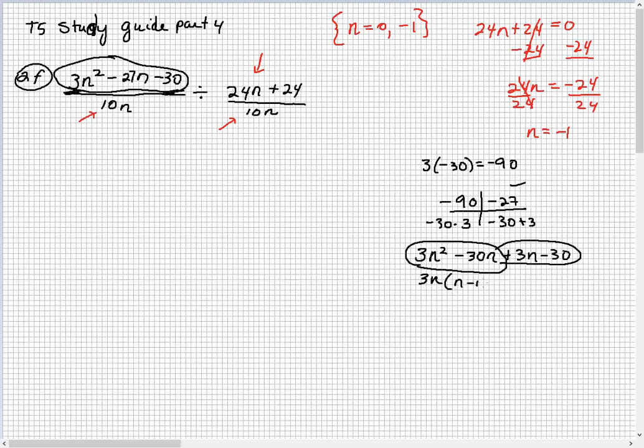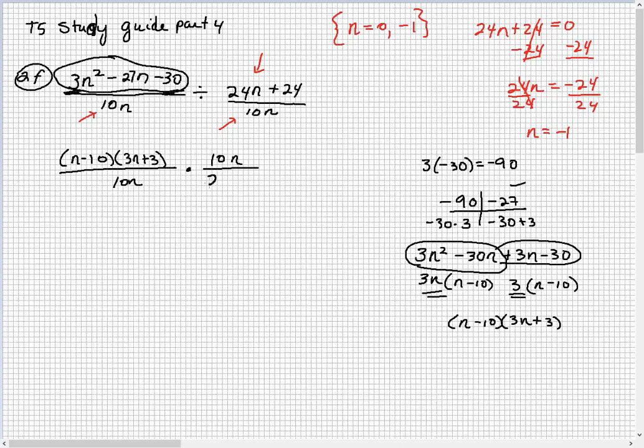We get n minus 10. Pull out a 3 and we get n minus 10. All right, so the two factors are going to be n minus 10 and 3n plus 3. All right, so your numerator is over 10n. We're multiplying now. We're flipping this one. We can pull out a 24, right? n plus 1.